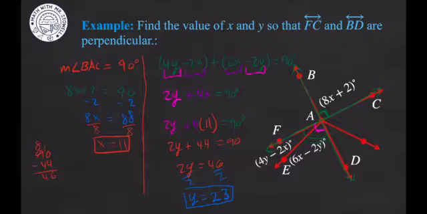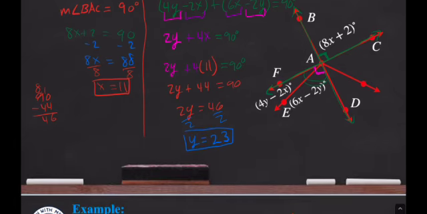We found the value of x, and we found the value of y. That is what the question's asking. Find the value of x and y so that these two lines are perpendicular. Well, if x is 11 and y is 23, then both those angles are equal to 90 degrees. We could find each and every individual angle here. We could find the angle of FAE. We could find the angle of EAD, but it doesn't ask that. If you wanted to find those, we just substitute the values into each of those expressions.